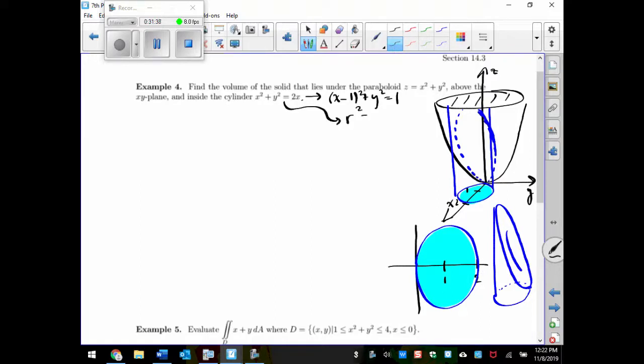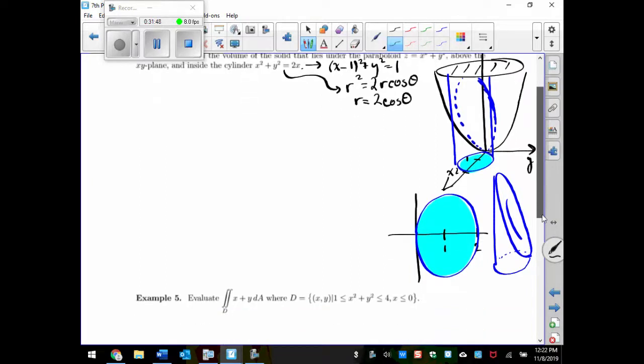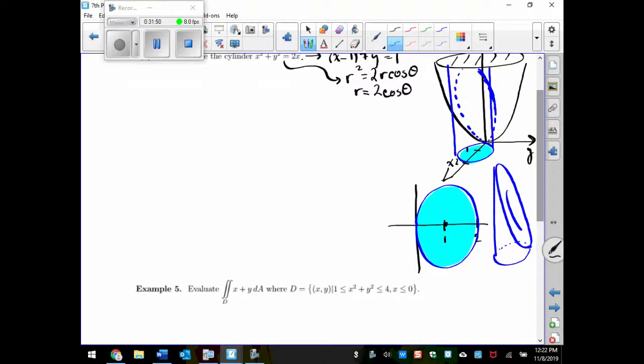This is going to be r squared equal to x, which is r cosine theta, and so we get r equal to cosine theta. Okay, and now that I see that, I remember, oh yes, that's just a circle in polar coordinates to the right of radius 1/2 of this, or diameter 2, so the radius is 1, centered to the right of the pole. The pole is right here.